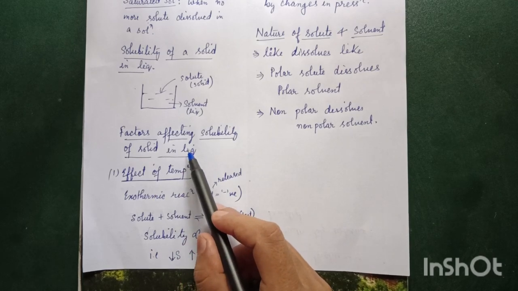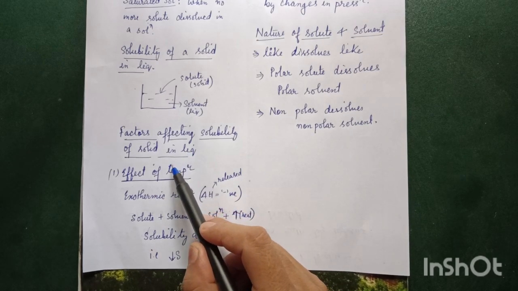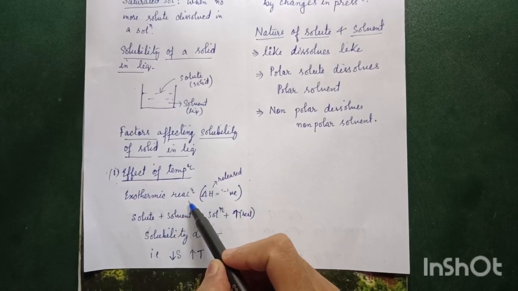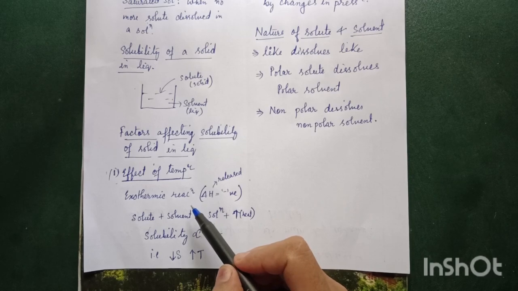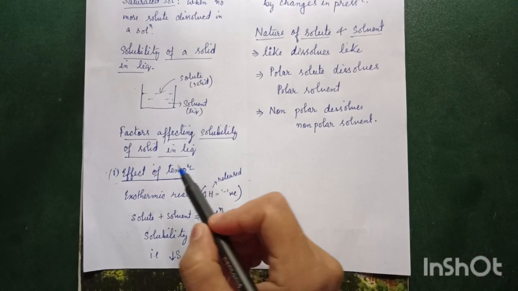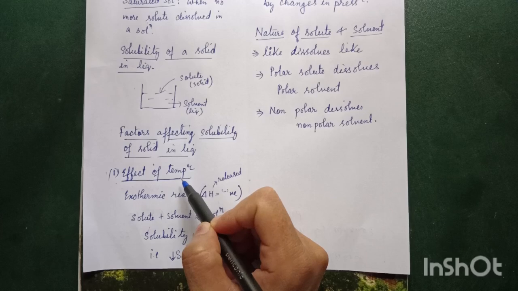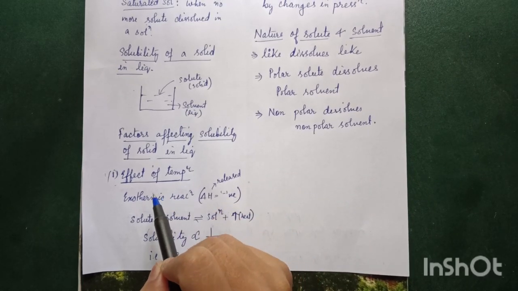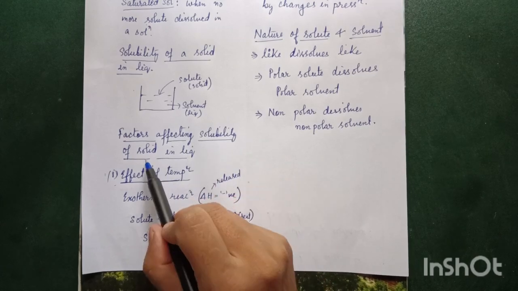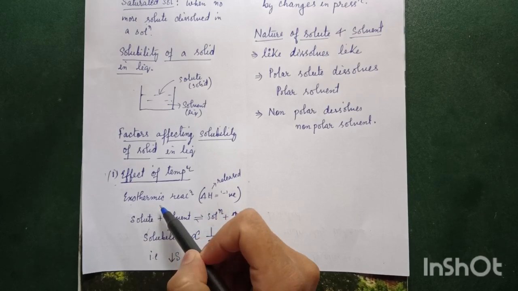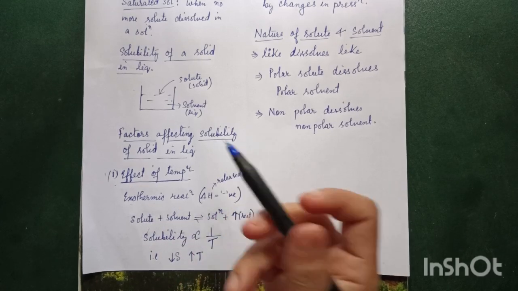When we discuss the solubility of solid in liquid, we have to focus on two conditions, whether the given reaction is exothermic or endothermic. What is the effect of temperature, whether solubility increases or decreases with change in temperature, that we are going to learn. What are the changes that we observe with the increase and decrease in temperature? For that, we have to focus on two things: whether the reaction is exothermic or endothermic.